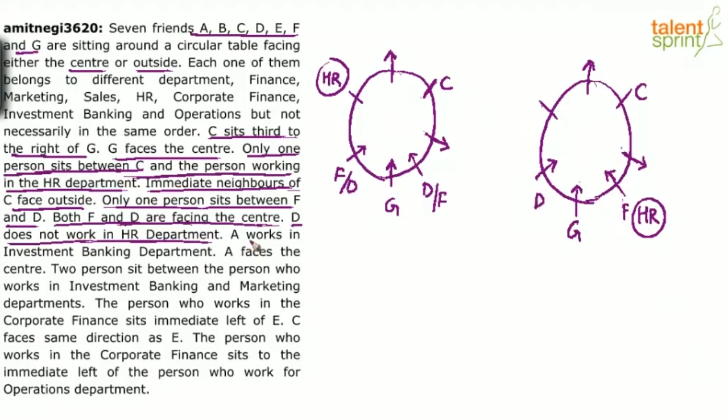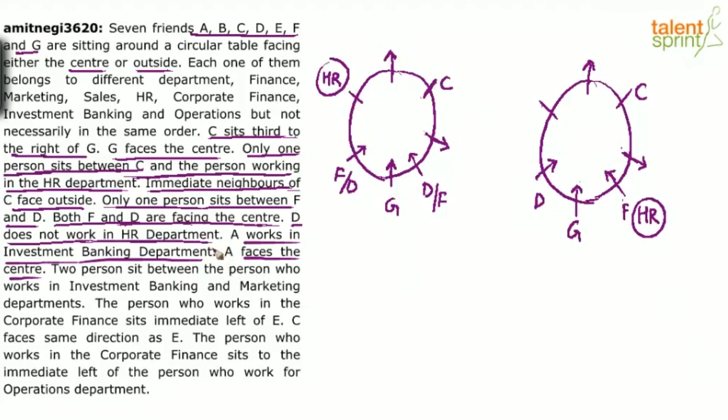Now look at the next point. A works in investment banking department and it says A faces the center. So try to use this. Is it possible? A works in investment banking department and A is facing the center. Look at case number 1. 1, 2, 3, 4 positions are blocked, right? If you look at case number 1, F or D would come here, G comes here, D or F would come here, and C comes here. So A should be coming in one of these 3 positions.